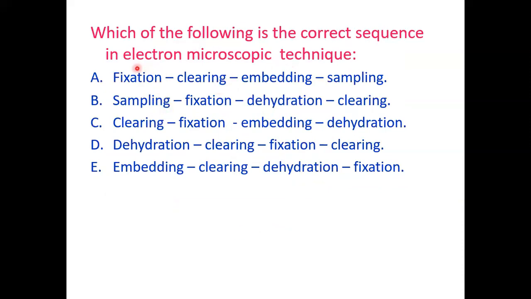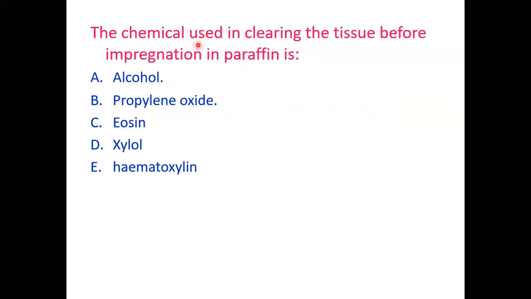What is the correct sequence of electron microscopic technique here? Yes, starting by sampling, fixation, dehydration, clearing, same as paraffin. Chemical used in clearing tissue before impregnation in paraffin? Yes, xylol. Chemical used in clearing tissue before impregnation in epoxy resin? Yes, propylene oxide, this is number B. So we compare between epoxy resin with propylene oxide, while in paraffin we use xylol.